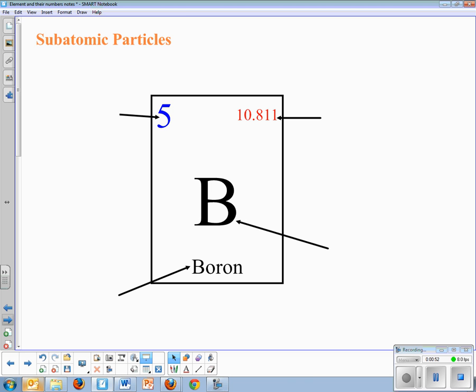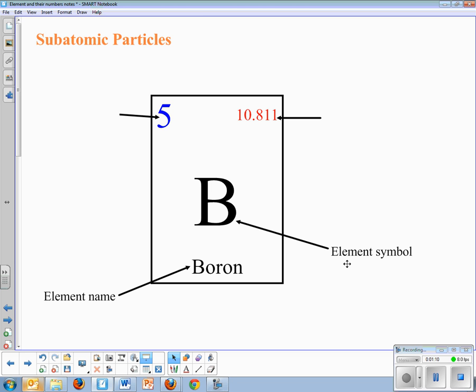The capital letter, and it might have two letters, in which case the second letter will be lowercase, is the element symbol. Make sure you're filling in these notes as you go. Then the name would also be in every box. Now yours has a bunch of other numbers. We're going to focus on just two of them right now.